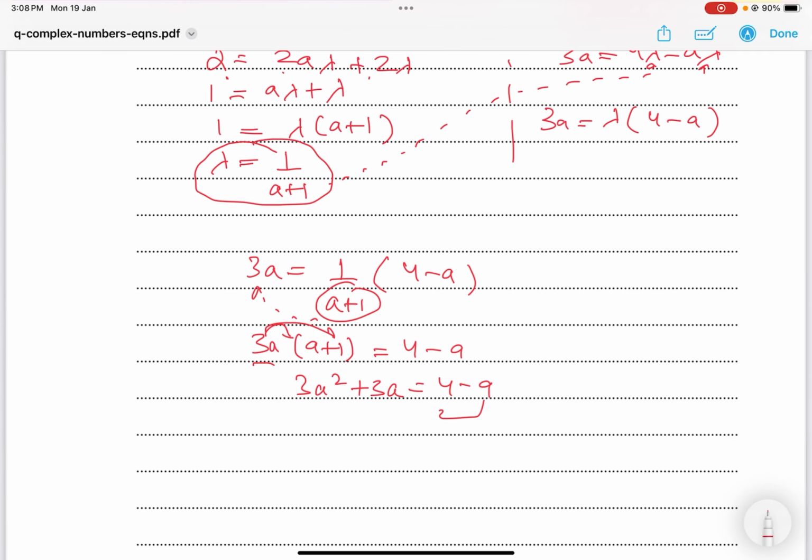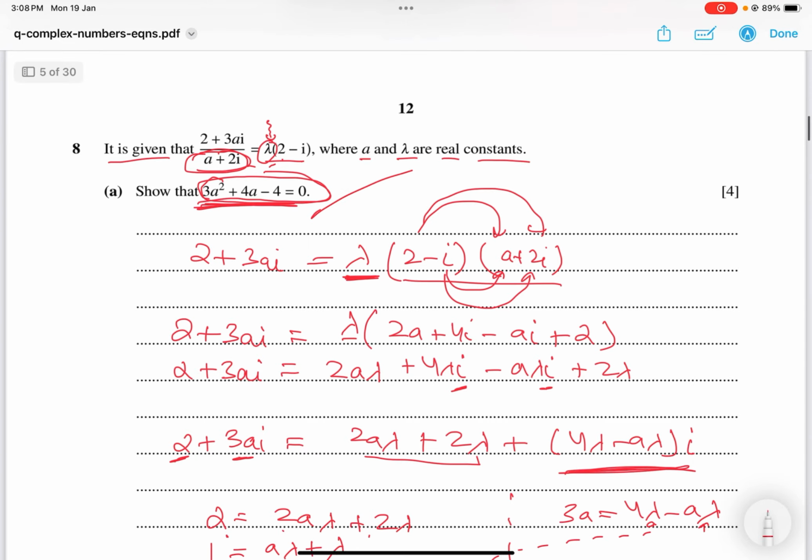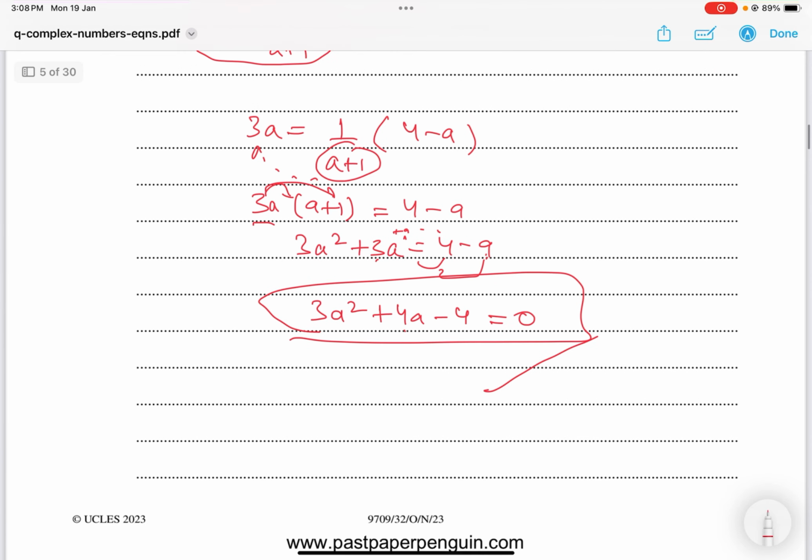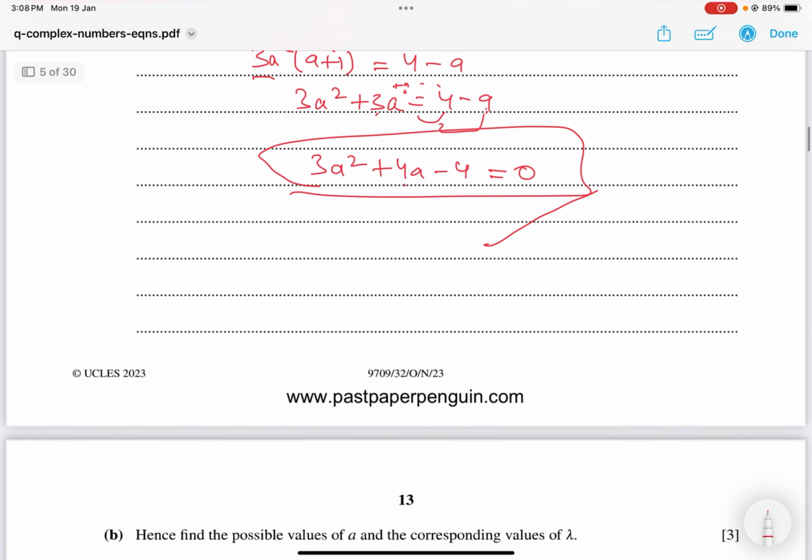Take these terms to the other end, side changes, sign changes. 3a square, minus a will become positive a, and 3a plus a equals to 4a. Minus 4 equals to 0. Minus 4, because 4 is positive, side changes, sign changes. And you've got this one also, learners. See? Very good. Very good. Clap for yourself. Now we will move on to the next question.